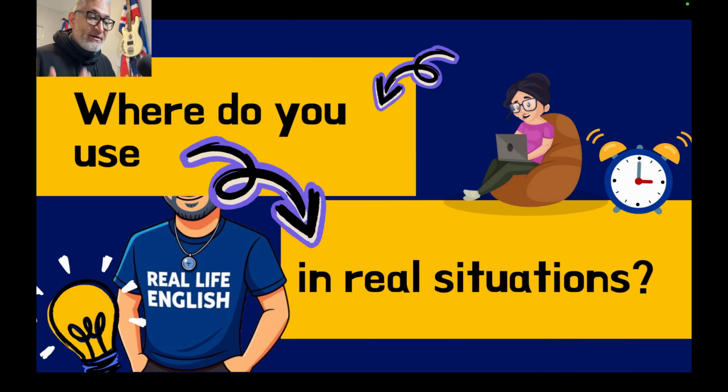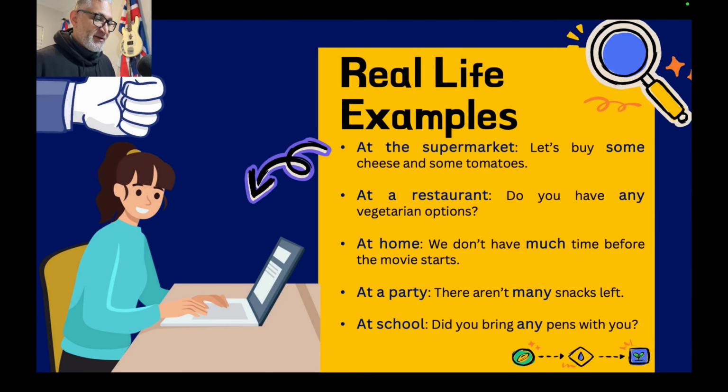Okay, but where can you guys use these vocabulary, these expressions, these grammar points that we are studying here in real situations, in your life? Let's take a look at the examples. Let's suppose you are at the supermarket and you can say, let's buy some cheese and some tomatoes. You can say to your friend, to your spouse, or some member of the family, let's buy some cheese, some tomatoes. So cheese is uncountable, tomatoes is countable. Okay, tomatoes is in the plural in this case here.